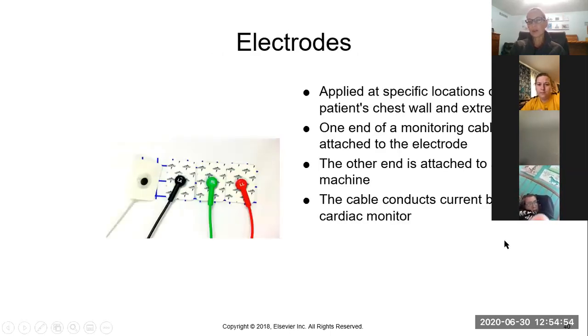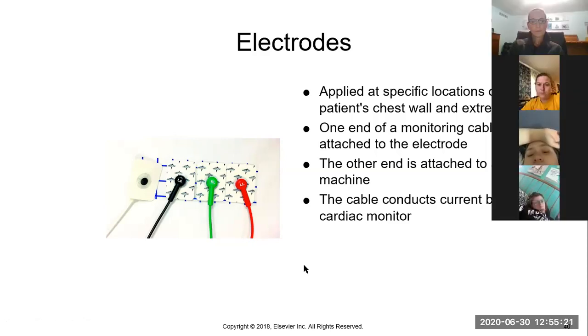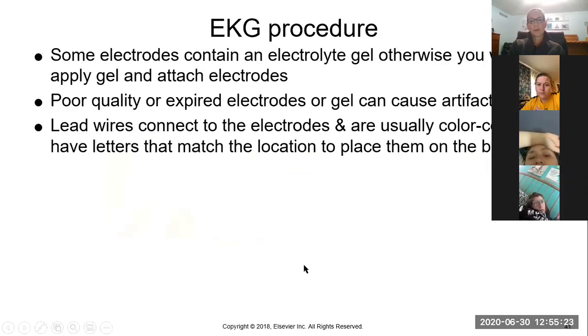All right, so you guys already know all this stuff, but let me see if I can move this down for a second. All right, so these are what electrodes look like, okay? Of course, we know they're going to be applied to certain areas. One of the monitoring cables is attached to the electrodes. The other end is attached to the ECG machine, and the cable conducts current back to the cardiac monitor. The EKG procedure.